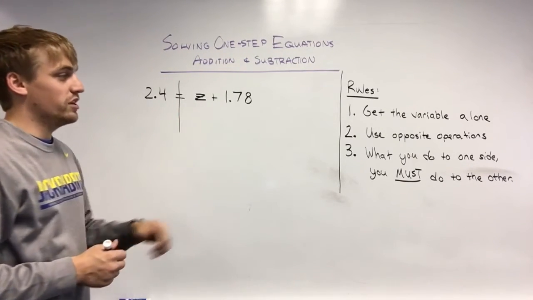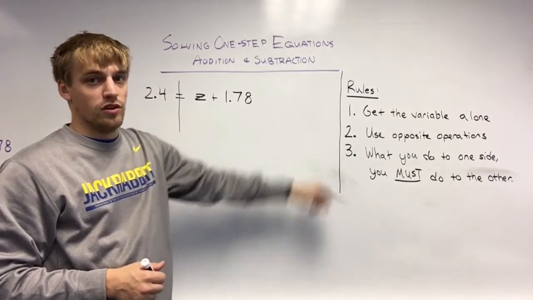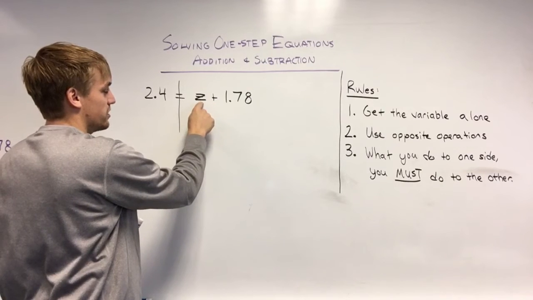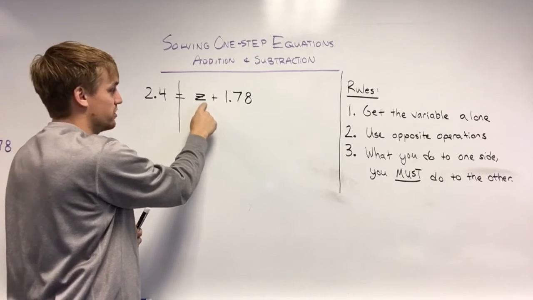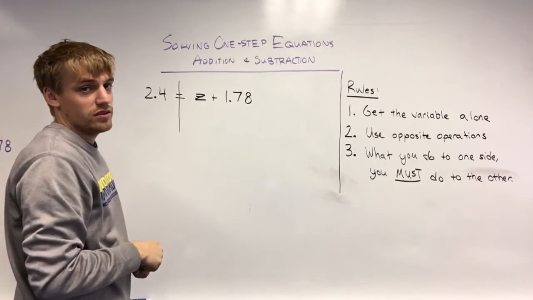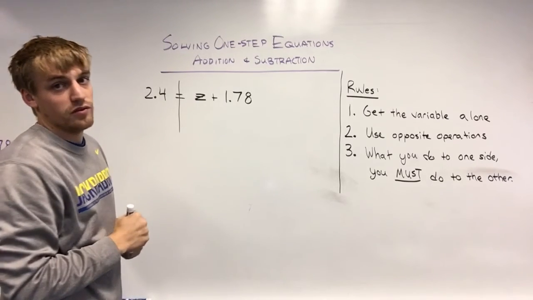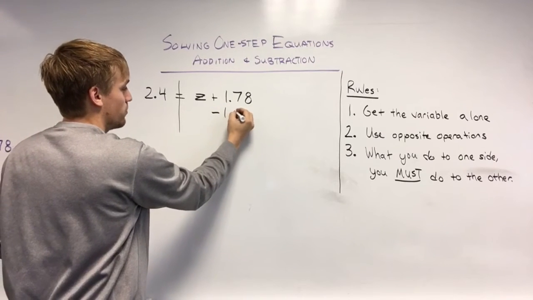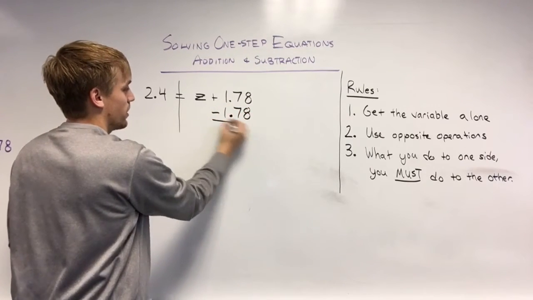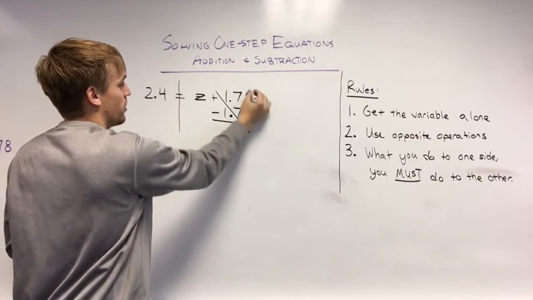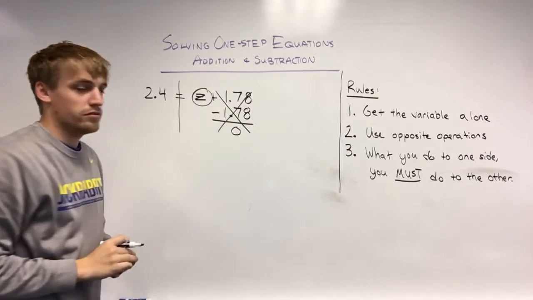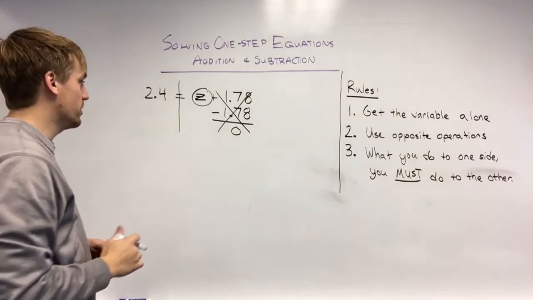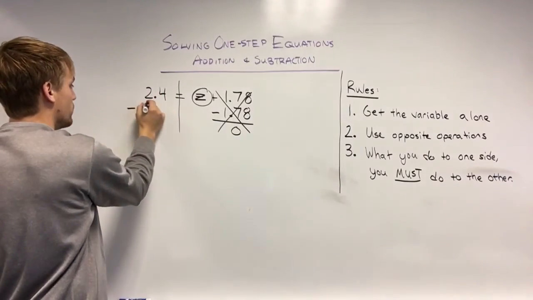So we're going to use the opposite operation to get the variable alone. The operation that z is involved in is addition because it's being added to 1.78. So we need to do the opposite of positive 1.78, and that is subtract 1.78. That ends up to be 0, so we can cross it off and we get z all by itself. The third rule says what you do to one side, you must do to the other. So we're going to subtract 1.78.